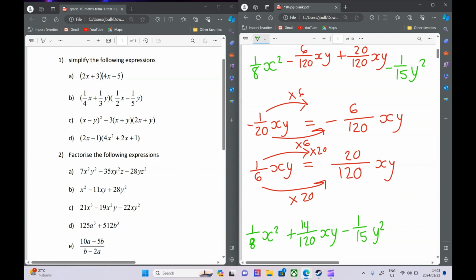Okay, so the algebra actually wasn't too difficult in this one. It was just multiplying, expanding out. The tricky part was the fractions, so making sure that you know how to subtract, multiply, and add with fractions. Let's have a look at question 1c then.